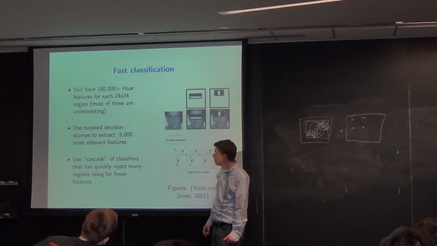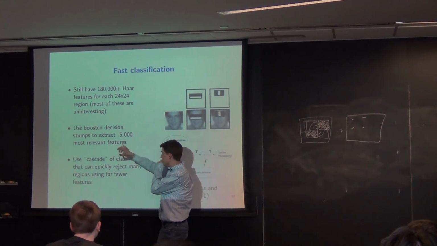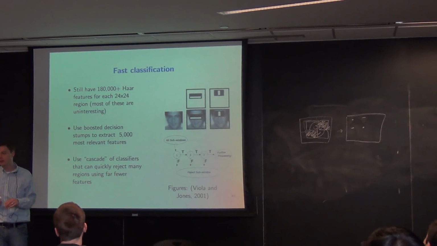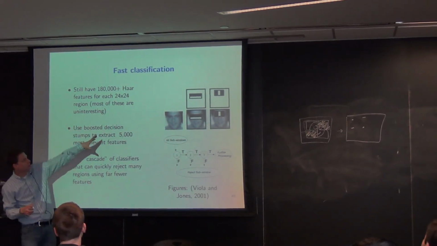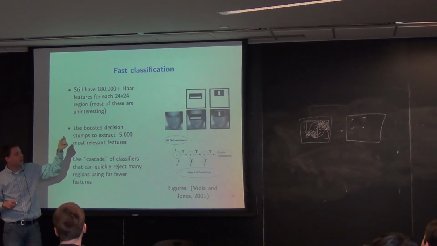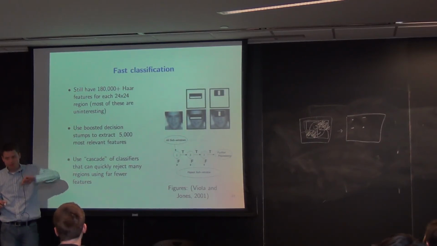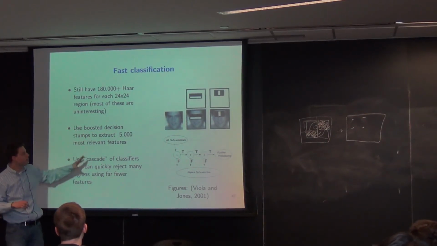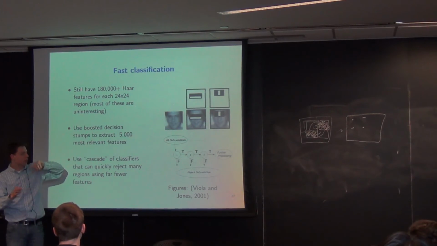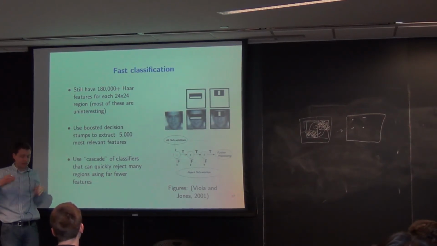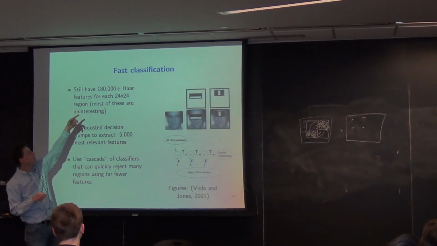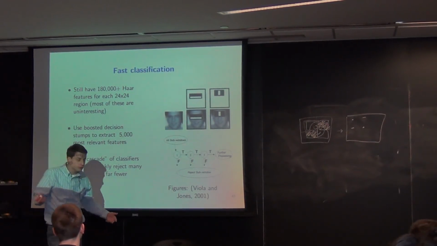So what they did is they used a method called boosted decision stumps, which are like boosted decision trees. A stump is a tree with one element. So you essentially look for the feature that is most indicative of the thing being a face or not a face, and then you use an algorithm called AdaBoost to build a series of these things that when applied in sequence can classify them very accurately. What this effectively does is reduce the space of features you need to consider from 180,000 to like 5,000.